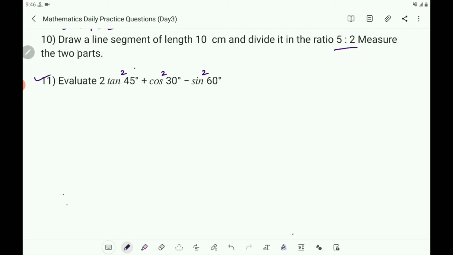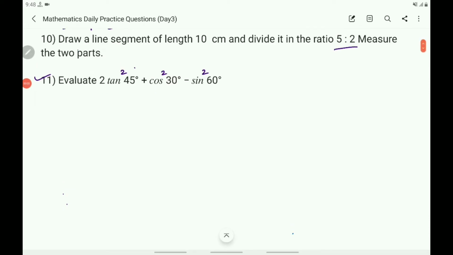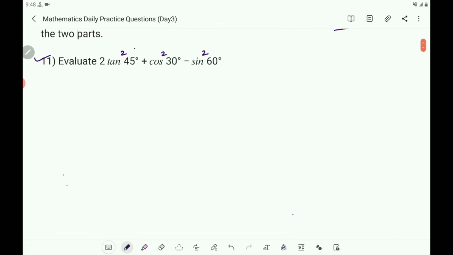Next, let us go to the 11th question. Evaluate 2 tan square 45 degree plus cos square 30 degree minus sin square 60. So you must know the value of tan 45 degree, cos 30 degree and sin 60 degree. Without knowing the value, it is not possible to evaluate this relation. So let us write 2 tan square 45 degree plus cos square 30 degree minus sin square 60 degree.